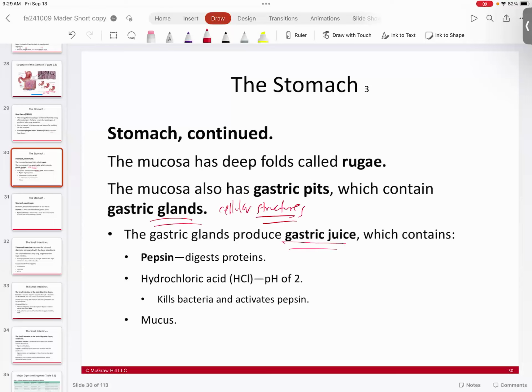In this gastric juice, you have a couple of important things. One is an enzyme, pepsin, which is a protein cutter, so already your stomach goes to work on proteins. The other is hydrochloric acid at about a pH of 2. A couple of things happen here. If you swallow any bacteria, a pH of 2 is going to kill them. It also activates pepsin. And it produces mucus to protect itself from acid burn.